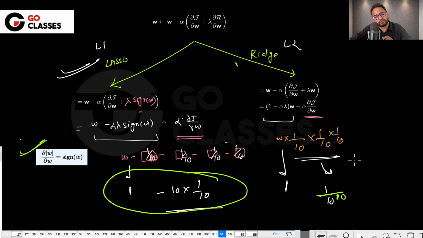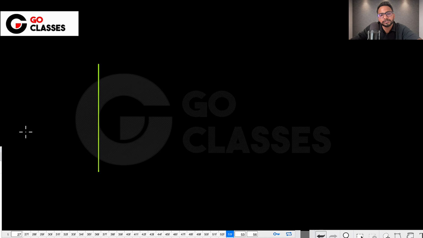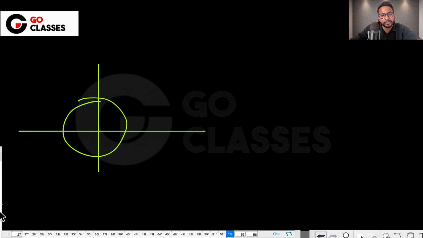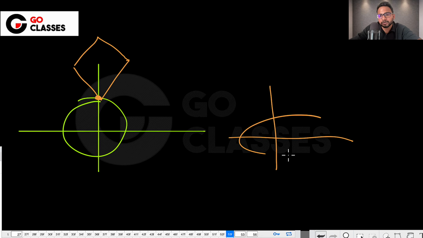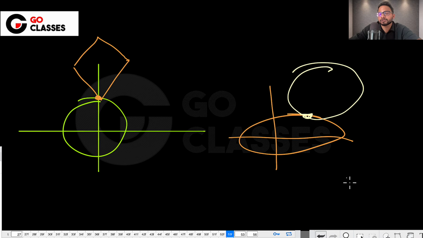If you have not understood the reason, that's fine, because GATE might not directly ask the reason, but you must know that L1 pushes to exactly 0, L2 pushes to close to 0. In terms of the geometrical interpretation also we have seen this. If this is your loss function, then L1 touches something like this, I mean it's a diamond shape. So L1 basically touches some of the weights at exactly 0, but L2 touches close to 0 but not exactly 0. We have seen these kinds of things also.